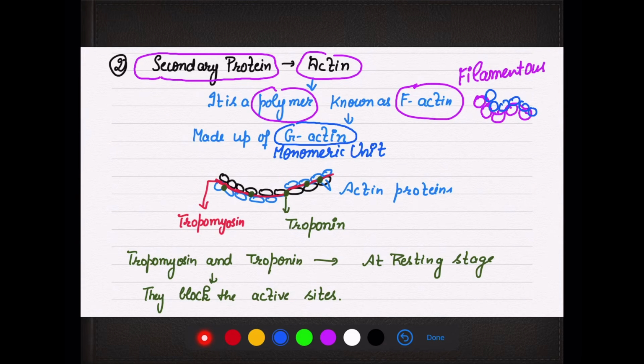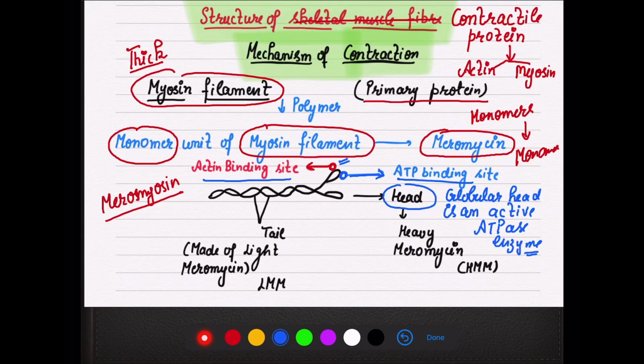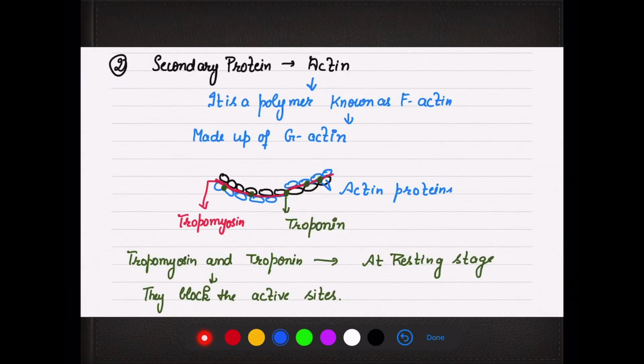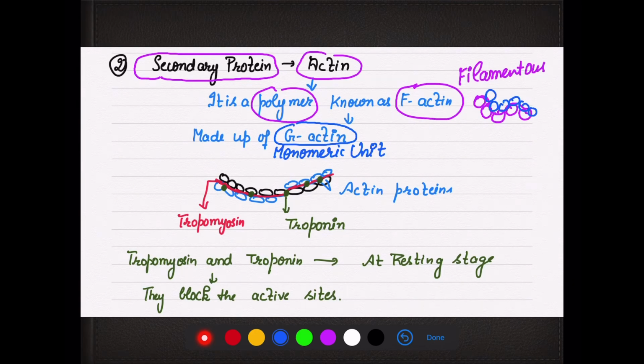If I take you back again, what is the monomeric unit of myosin? It was meromyosin. What is the monomeric unit of actin? It is G actin. I told you that these are coiled around each other. Let's make it with these I have drawn. As you can see, I have drawn these circles around its structure, and there is another protein, that is actin protein. They are helically arranged around each other.